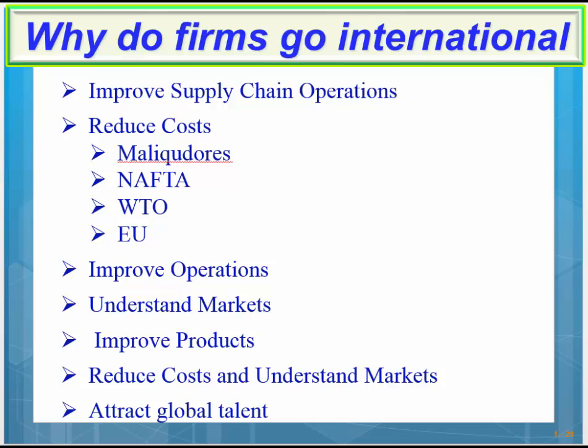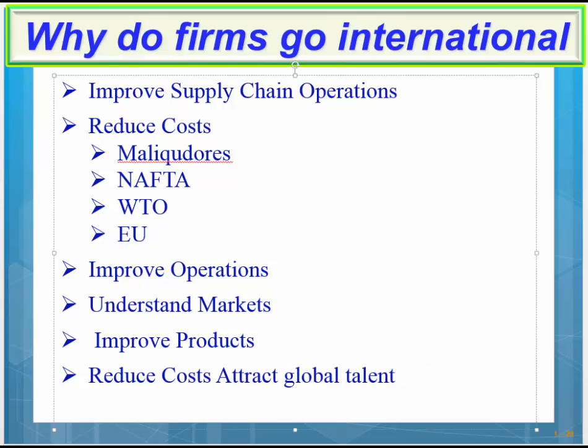So let's talk a little bit about what I mean when I say improving supply chain operations. When we talk about improving supply chains, one of the things we think about is we can locate facilities in countries where unique resources are available. Maybe it's water, maybe it's some particular knowledge, things like human resource expertise, low labor costs, raw materials, whatever.